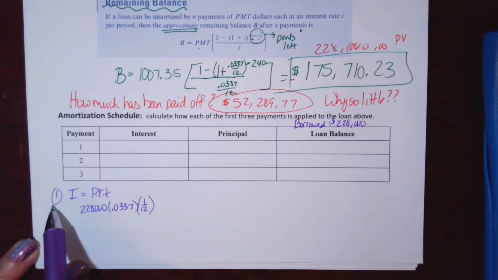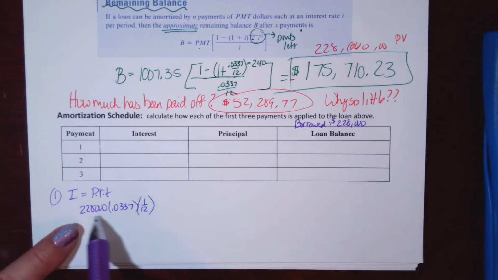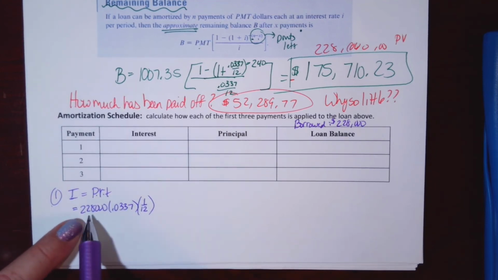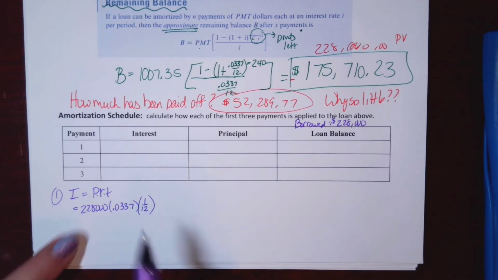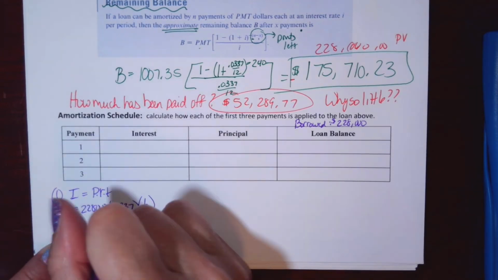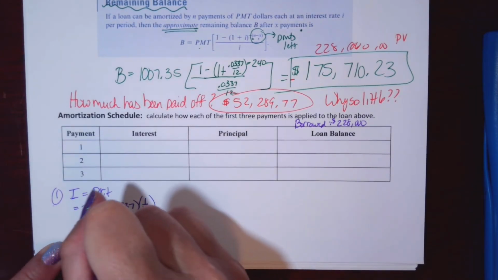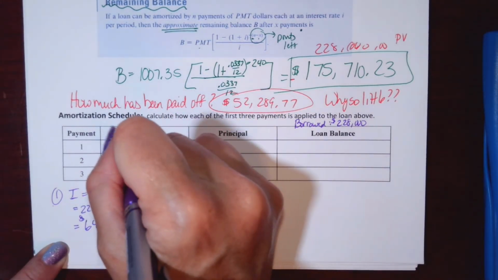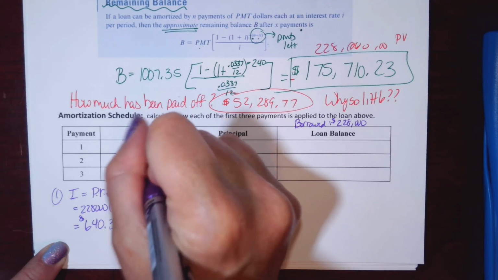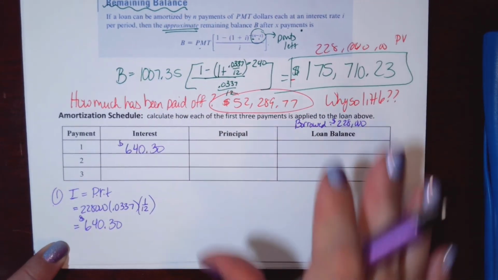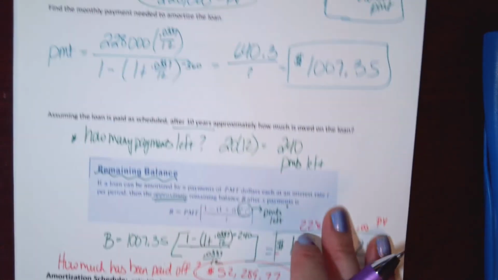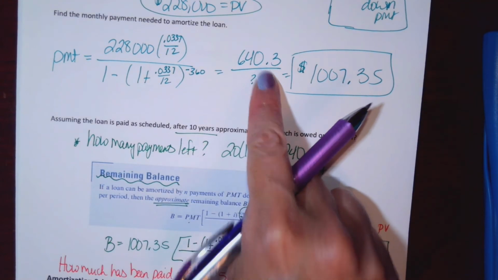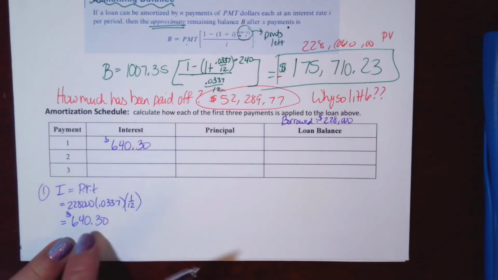So for my first payment, I'm paying interest on the full amount we borrowed for 1 month. If you plug that into your calculator, you figure out that that's $640.30 interest. So out of my first payment, $640.30 goes to interest. You might recognize that amount as our numerator up there. Ta-da! This goes to interest.